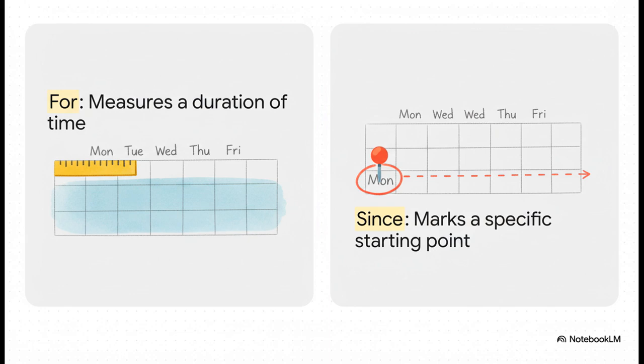It answers the question, how long? A period of time. 2 hours, 5 years, a few minutes. Since, on the other hand, marks a starting point. It answers the question, starting when? Since Monday, since 1999, since this morning.